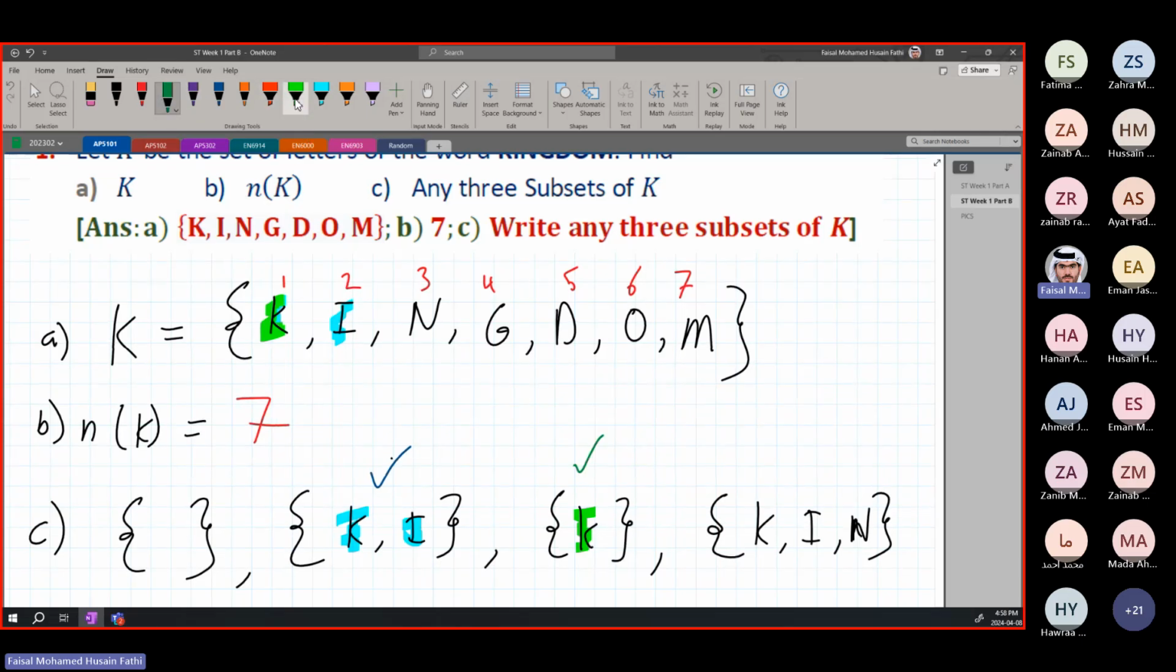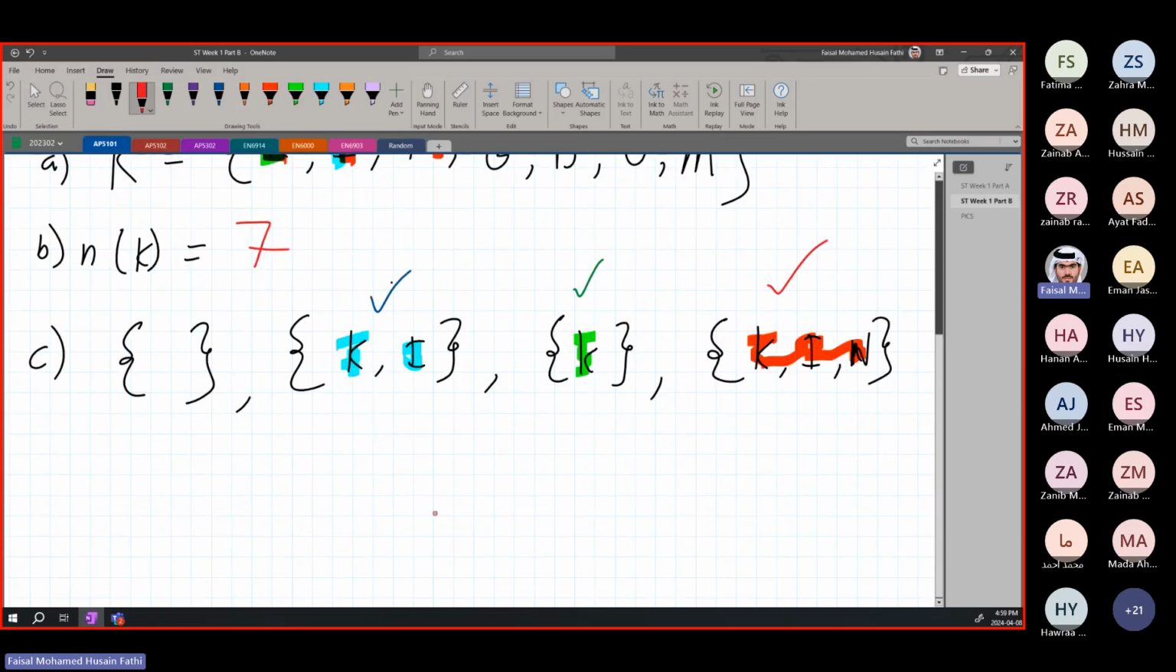It's correct. Let's look at K, I and N. Here we have K, we have I, we have N. So this is also a part of the set, so it is correct. Phi, or empty set, is a subset of all the sets. All right? This is what a subset is.